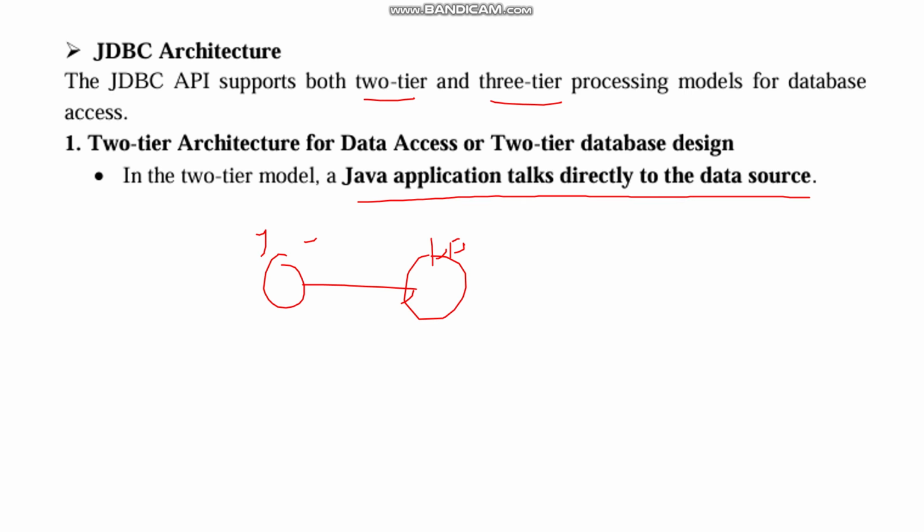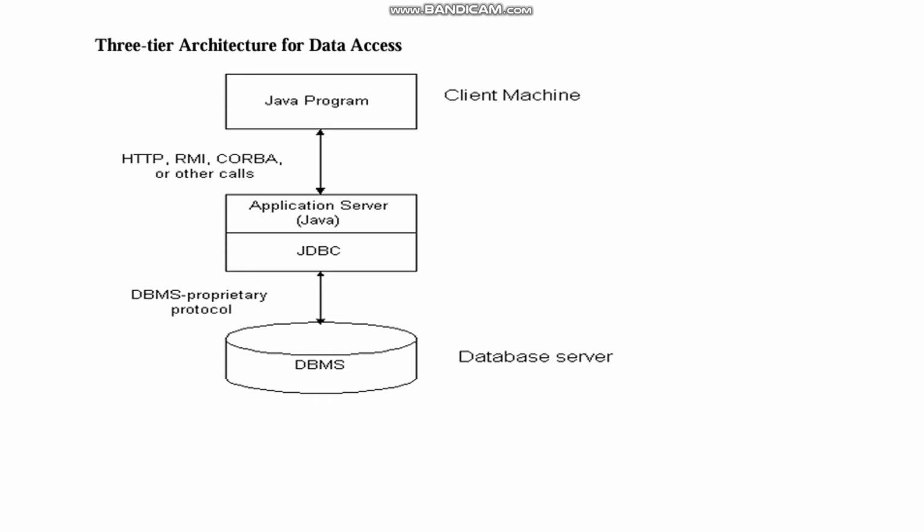In the case of the 2-tier architecture, the Java application directly talks with the data source here. Let's come to 3-tier here. If the Java program connects with the database, we require middleware. This is called middleware software here. In this case, we have the application server.